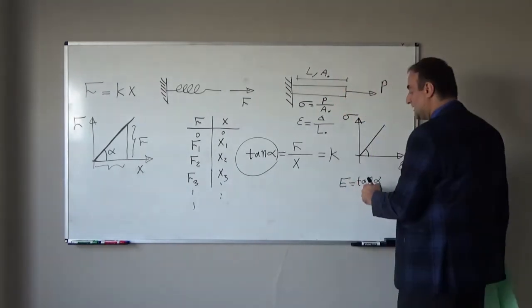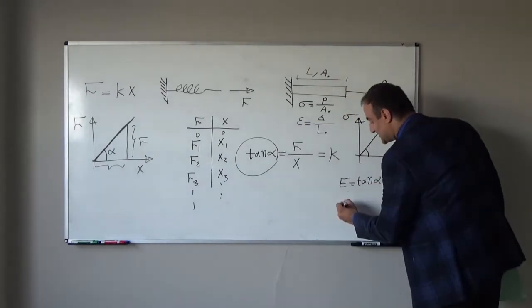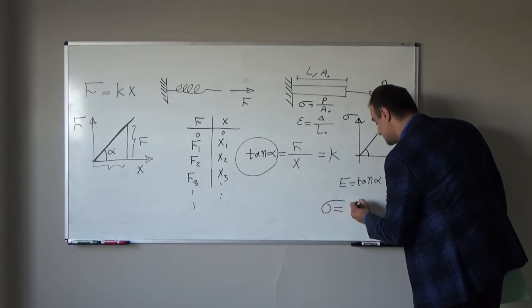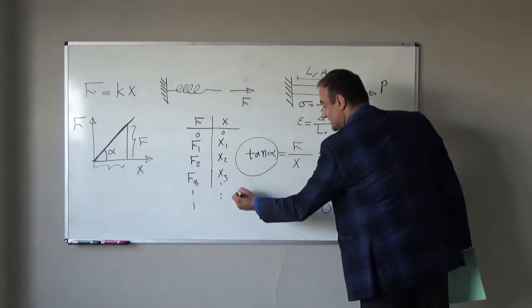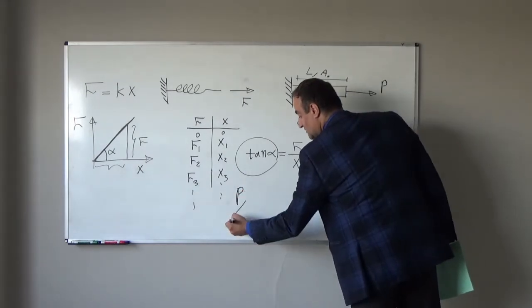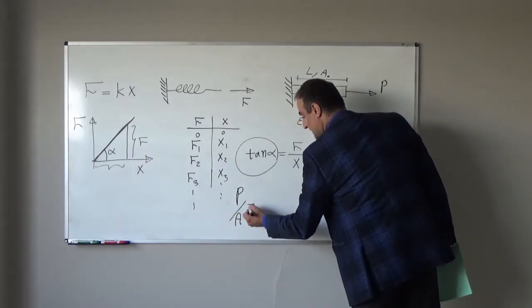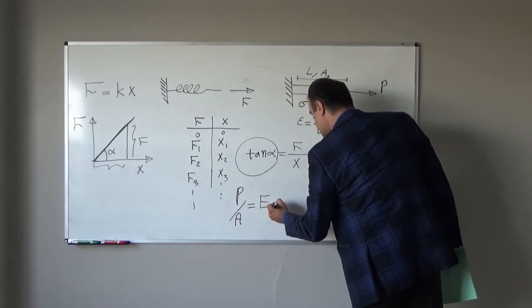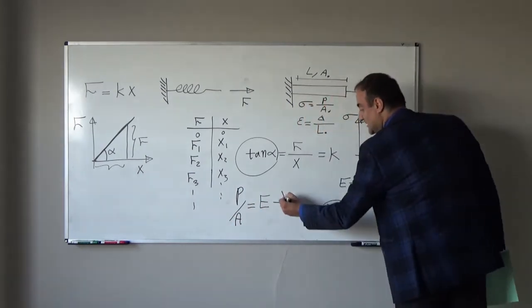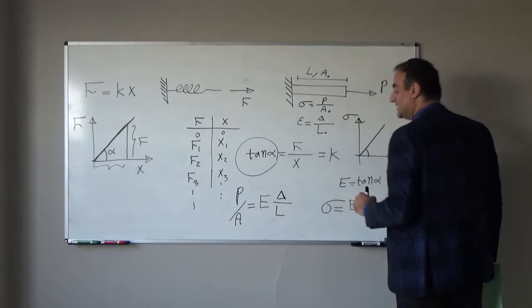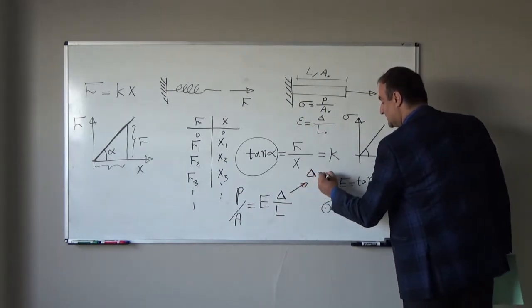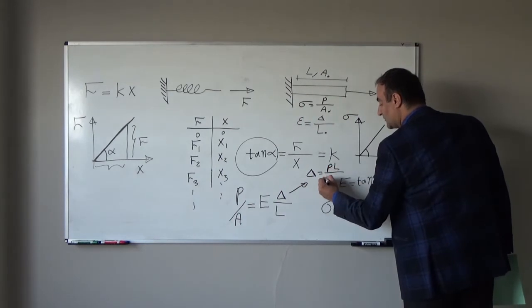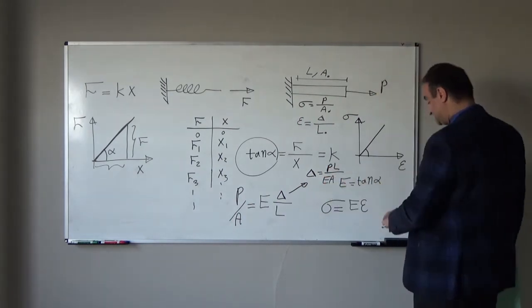And from here, Hooke's law in the material, we can write sigma is equal to E epsilon. Because sigma, stress, is force divided by cross-sectional area, which is equal to Young modulus times strain, which is deformation divided by initial length. From here I can write delta is equal to PL over EA.